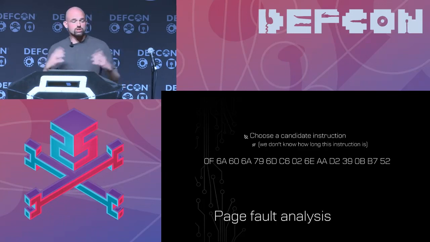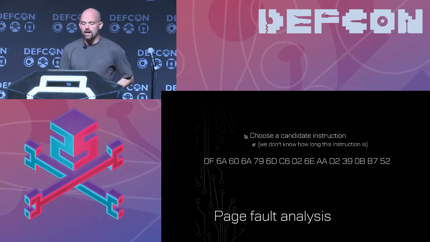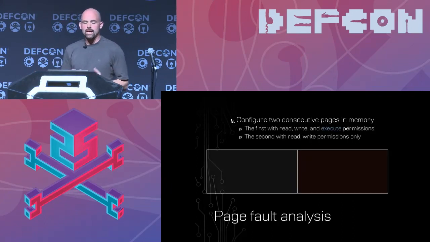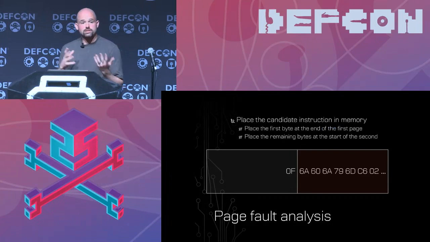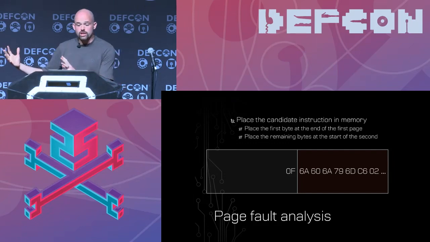The idea here is to choose an arbitrary instruction. We don't actually know how long this instruction is right now, but we want to figure out how long it is. So we're going to map 2 pages into memory. The first page is going to have read, write, execute permissions, and the second page is only going to have read, write permissions. Then we place our instruction in memory so that the first byte of the instruction is on the last byte of the executable page, and the rest of the instruction is at the beginning of the non-executable page.